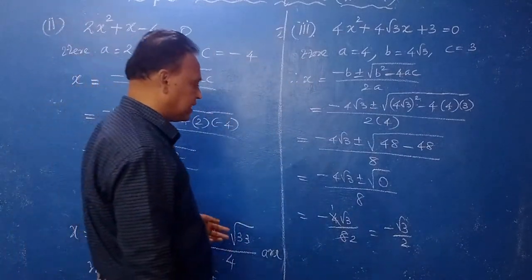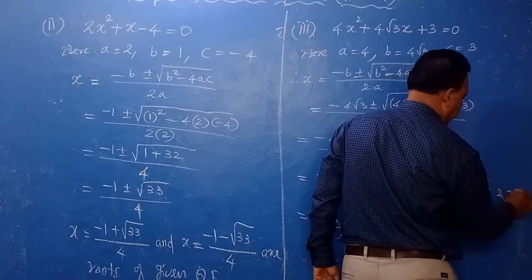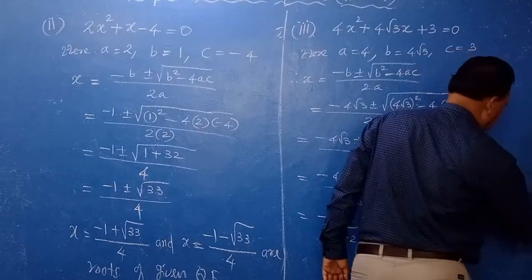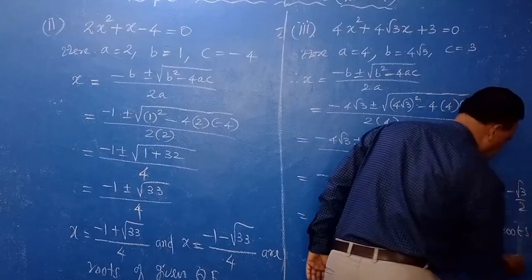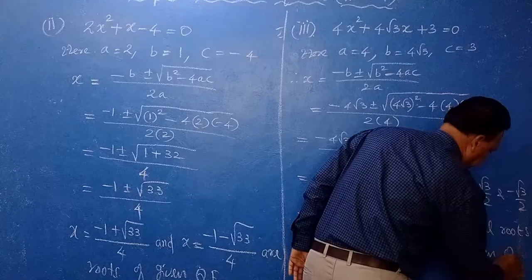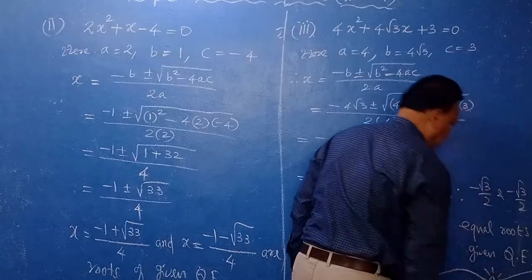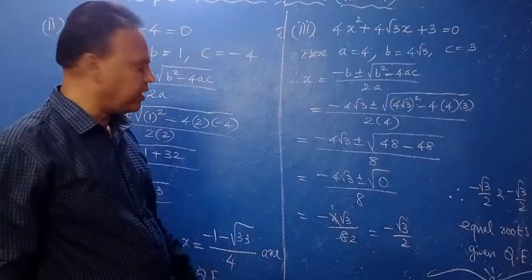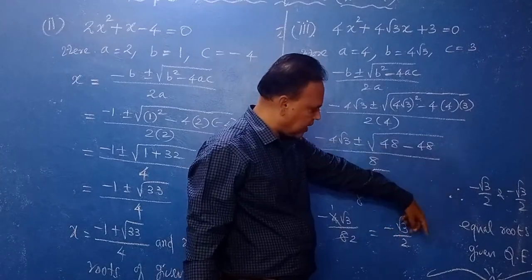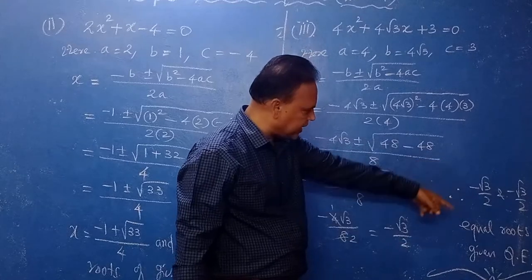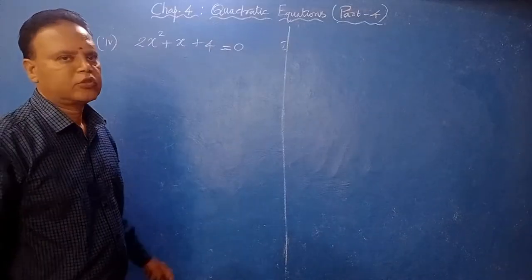Since it is a quadratic equation, you have to write 2 roots, that is minus root 3 by 2 and minus root 3 by 2 are equal roots of the given quadratic equation. When you get one value here, automatically what? You write the other value also the same. That means you will get equal roots. Okay. See the next problem.